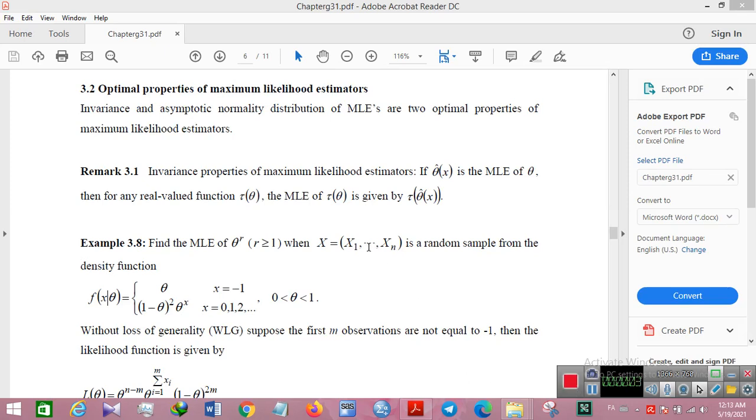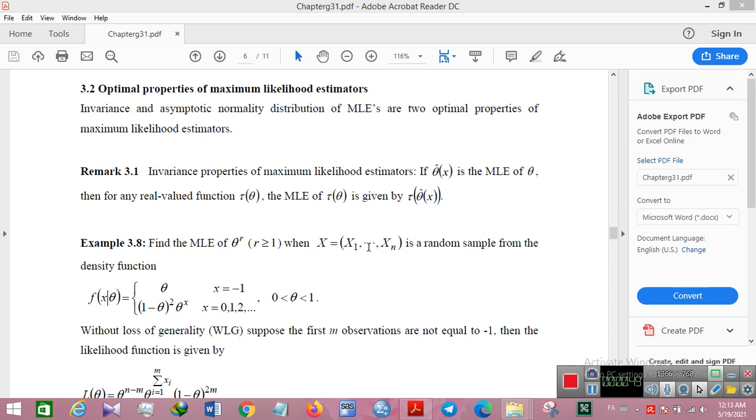In this section we want to talk about the optimal properties of the maximum likelihood estimators. Actually, there are two properties which are satisfied by the maximum likelihood estimators. First is the invariance property, and second is the asymptotic normal distribution of the maximum likelihood estimators. These two properties make the maximum likelihood method popular, especially in applied statistics.